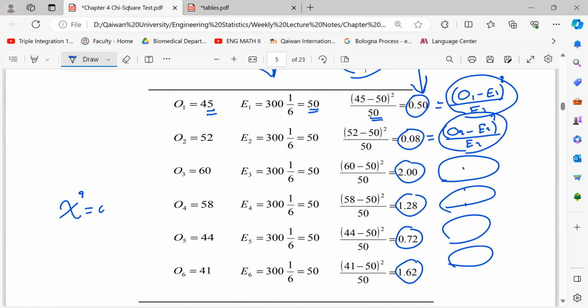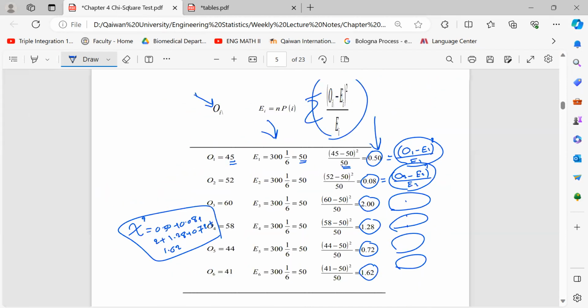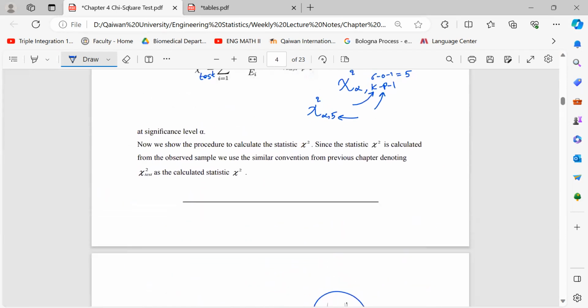It's 0.50 plus 0.08 plus 2 plus 1.28 plus 0.72 plus 1.62. That's it. Find the sum of these. This is the chi-square test. What else should we find? Chi-square from the table. Chi-square from the table.